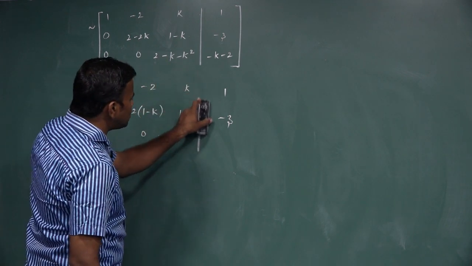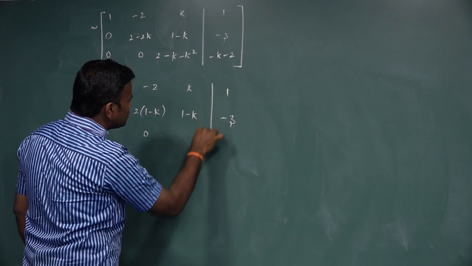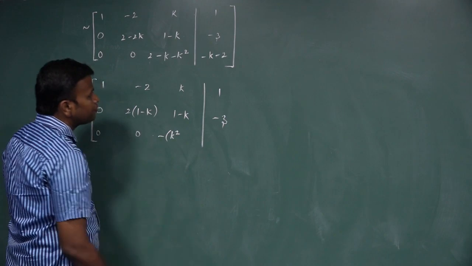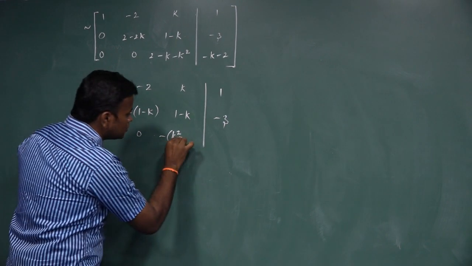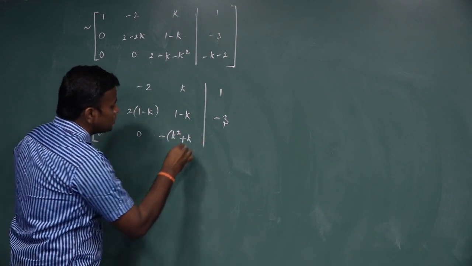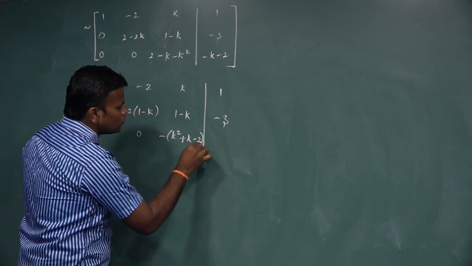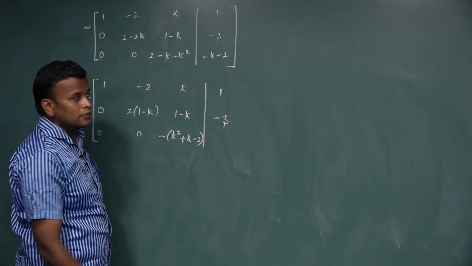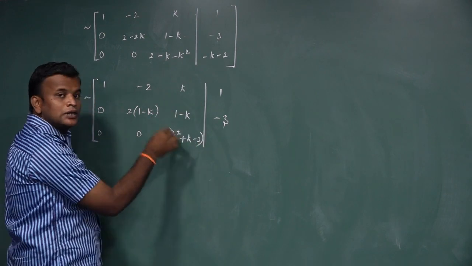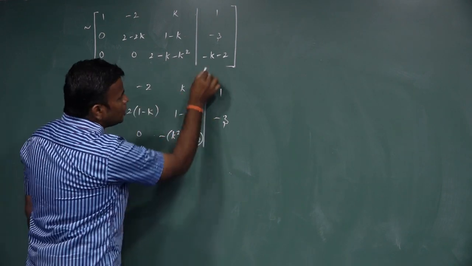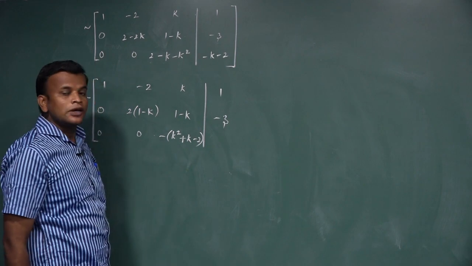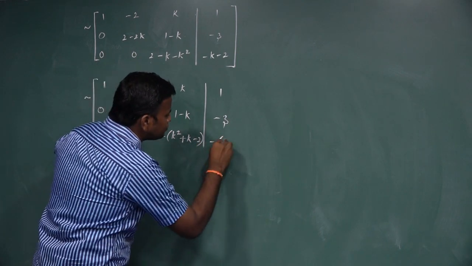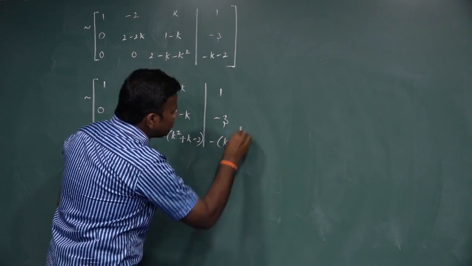For the simplification, I will take the minus outside. Then it becomes k square plus k minus 2. For our simplification, I will take first of all 1 outside, minus. Then all the minus terms become plus and the plus term becomes minus. But also you see in both terms minus is common, so I will take minus outside. So minus of k square plus k minus 2.